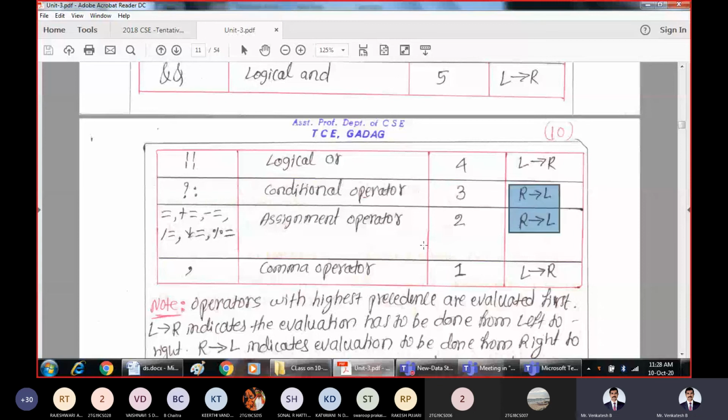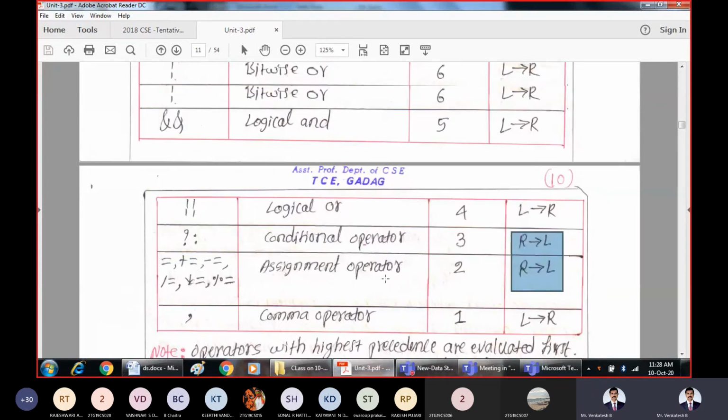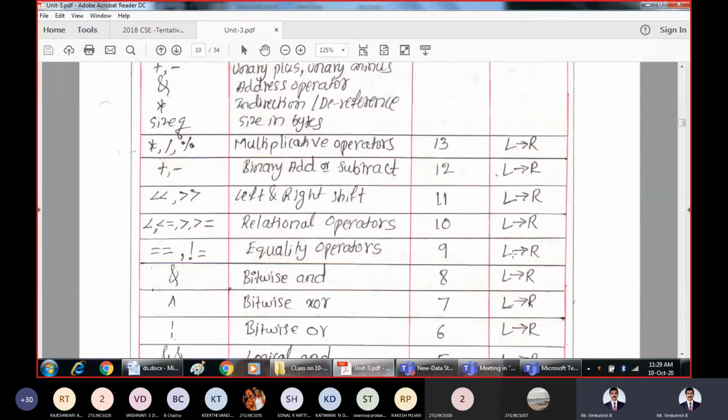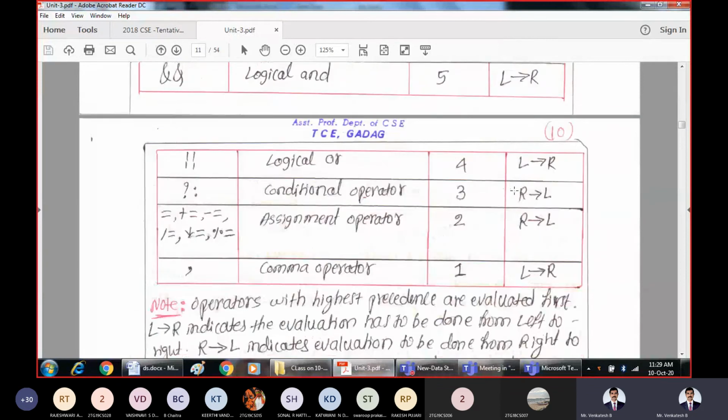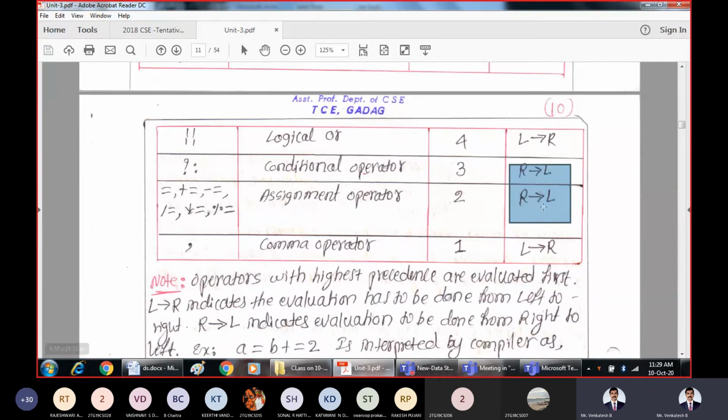Only for 4 types of operators is it changing. For the conditional operator and for the assignment operator, associativity is right to left. Associativity is right to left for these 2 operators, and for this one, the increment, right to left, and these 2 right to left. So all the remaining are left to right. So it's very easy to remember. What you can do is only try to remember the operators which have right to left associativity. Then obviously, by default, all the remaining are left to right.